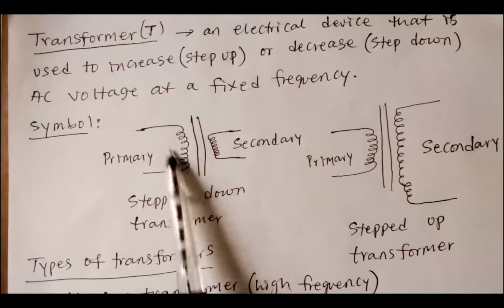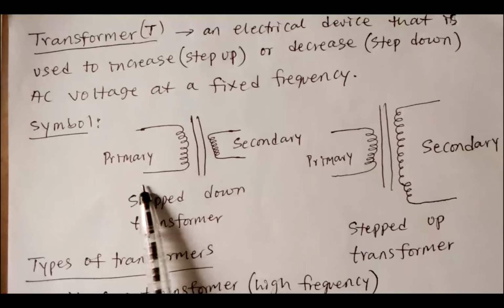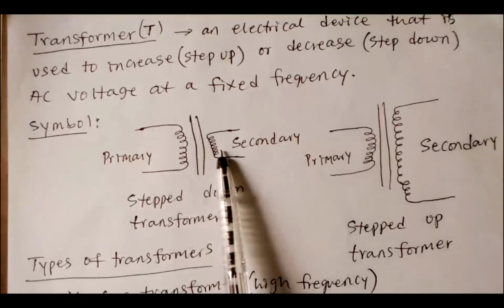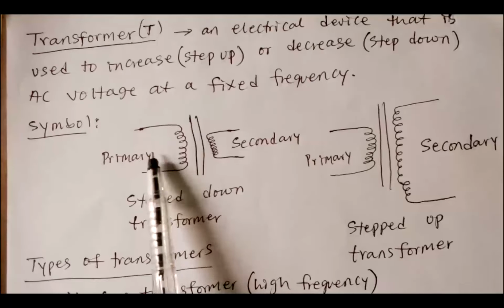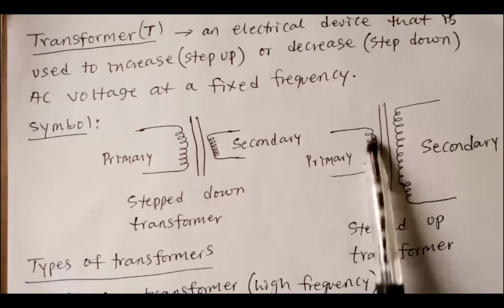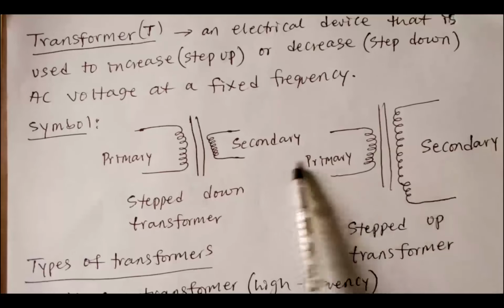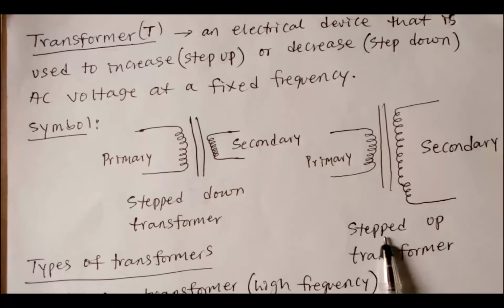What you are seeing here is the copper coil. Here the number of turns of the copper is higher than here, so the voltage coming out here will be lower than this. So that's step down. While this one is step up, you see the winding here is less than the winding here, so the voltage will be higher at this point. This is known as a step up transformer.